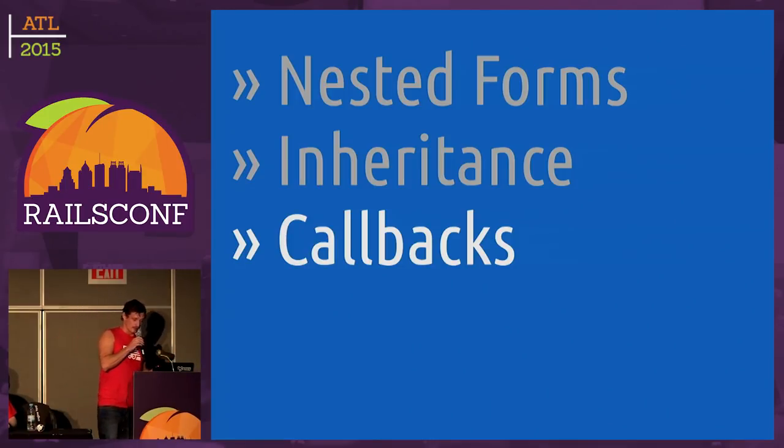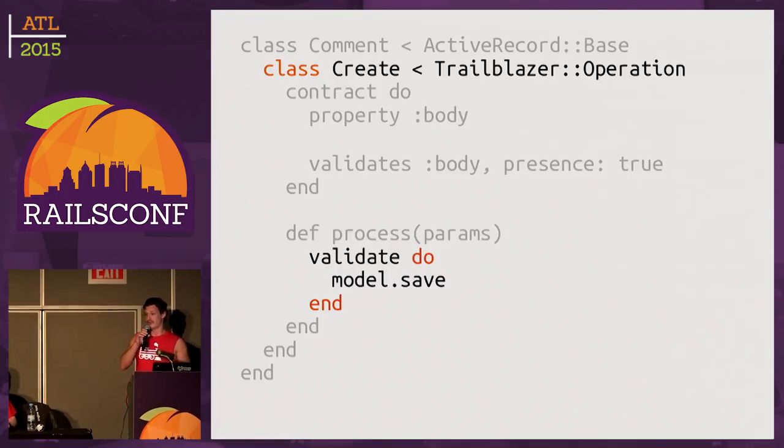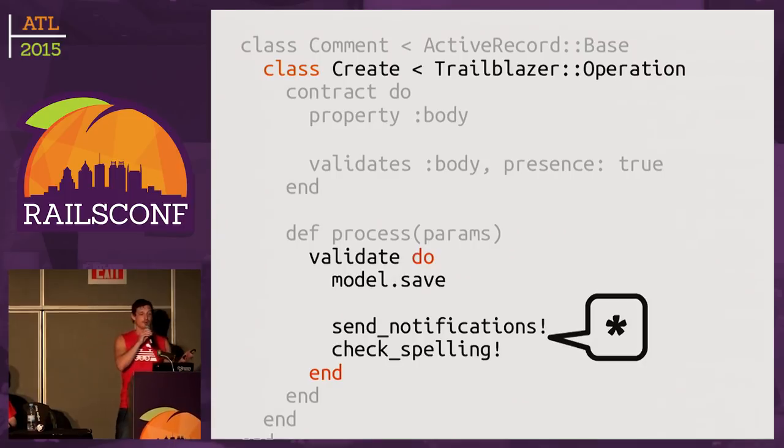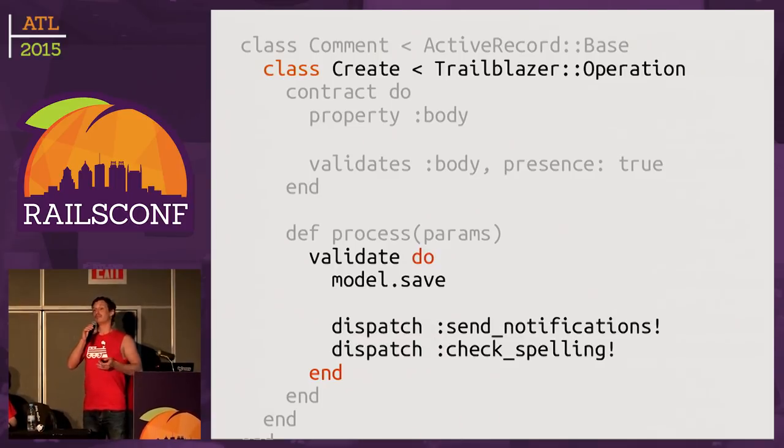And the way callbacks in Trailblazer work is also very, very straightforward. So you remember this validate, and then we save the model. Usually, this goes into the comment model in Rails. In Trailblazer, this goes into the actual validate or process method. So you can call callbacks explicitly, or you can use the dispatch. So you define which callbacks to call.